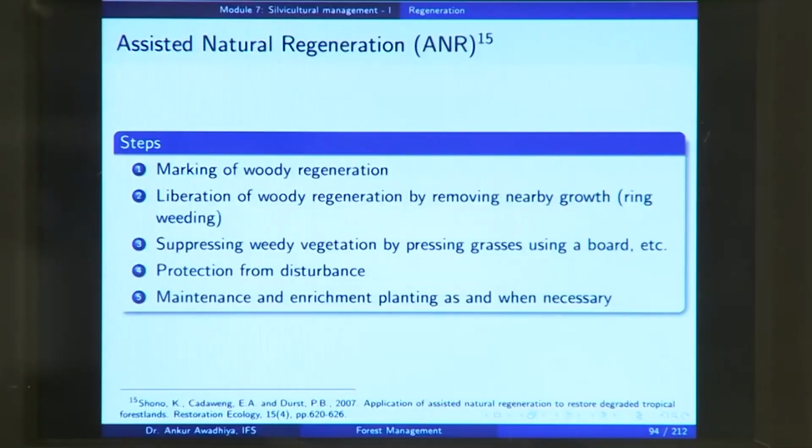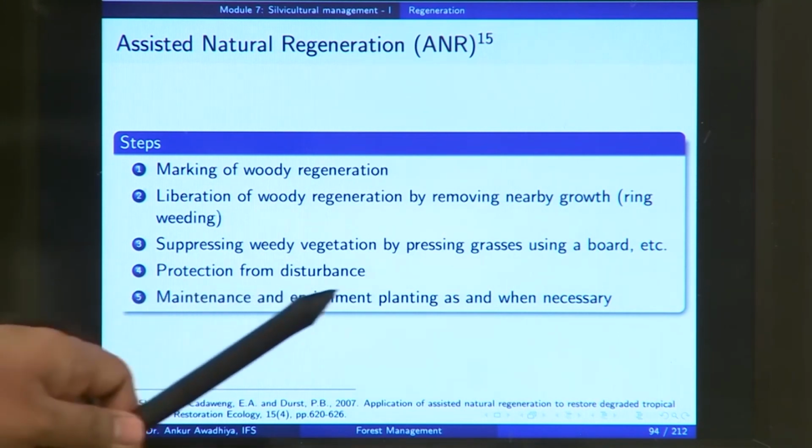So, you try to reduce, or you try to prohibit cattle grazing in that area, you give it a very good amount of protection against forest fires, you try to give protection against even diseases. So, how can you protect this area against diseases? If there is any disease tree, you try to cut it down and you burn it. So, that your incidence of disease in this area also goes down. So, all these are the kinds of assistance that you give to your regeneration.